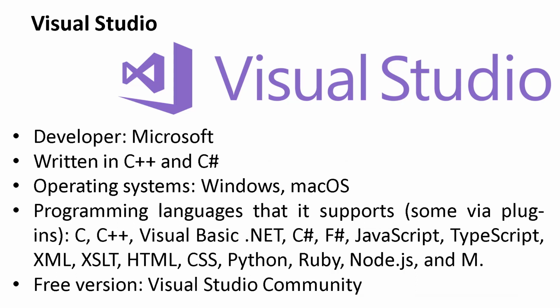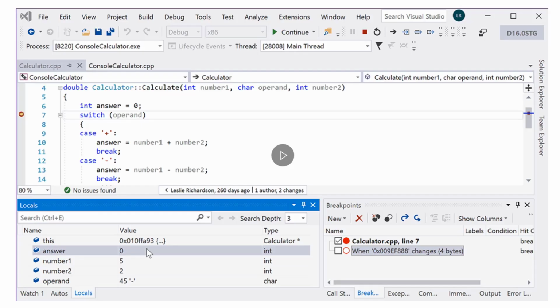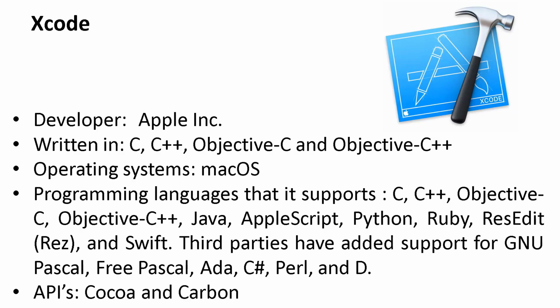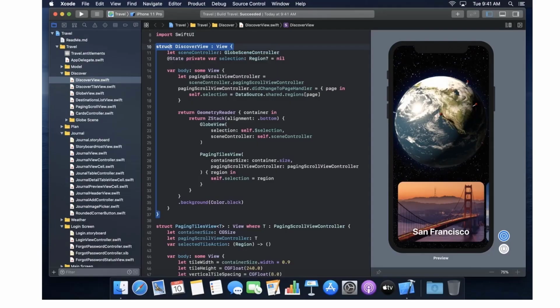Then we have Visual Studio. This is developed by Microsoft. It's written in C++ and C#. It runs on Windows and macOS. The interface looks something like this, without the play button because the picture is taken from a video. Next IDE, Xcode. This is developed by Apple. It's written in C, C++, Objective-C and Objective-C++. So this IDE runs only on macOS. The interface looks something like this.